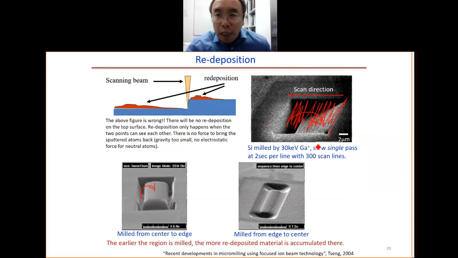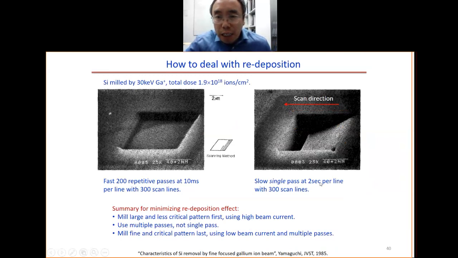So now the question is, how to attain flat bottom milling? This one is done by a single pass, moving from the right to the left. You can see again, it's 2 seconds per line, single pass. So what you should do is multiple passes. You mill something like this: left to the right, then from the right to the left. We have 200 passes, then you get a flat bottom.